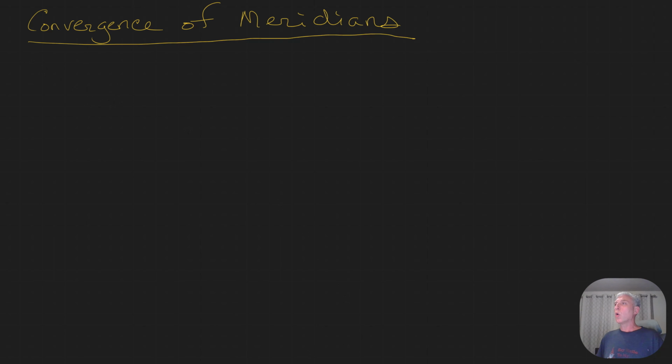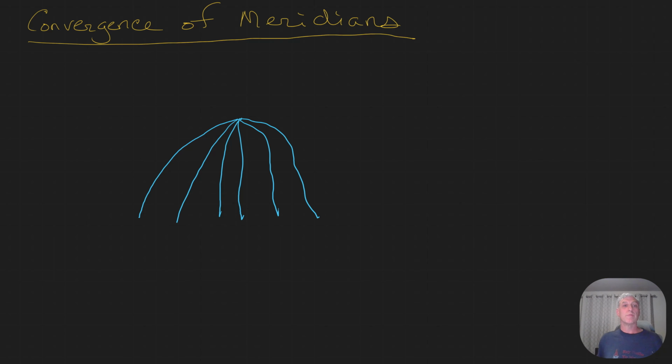Now, on a globe, we know that the lines of longitude, if we face them from a certain perspective, this is our globe, we notice that the lines of longitude converge at the North Pole. That is convergence. And it has an effect on the work that we do.